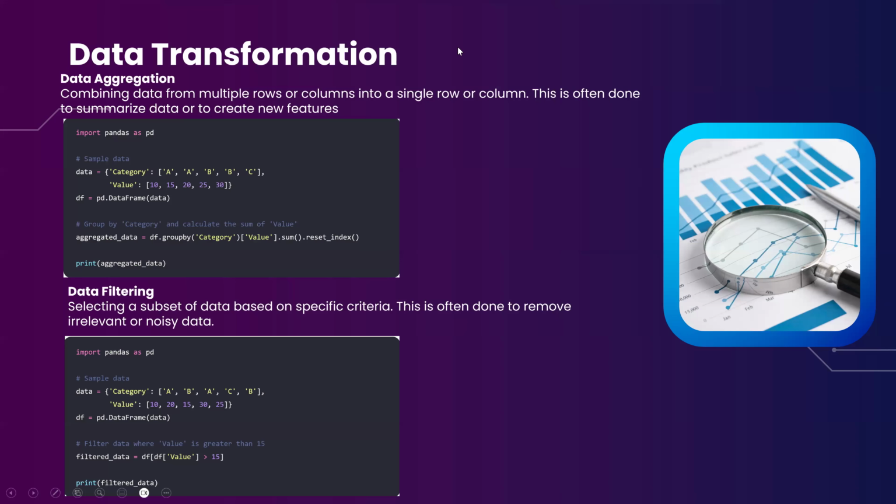Please, wait. What you just showed us now, the data filtering. Please, you see the aggregation, the A's are 2, the B's are 2, and the C is 1.